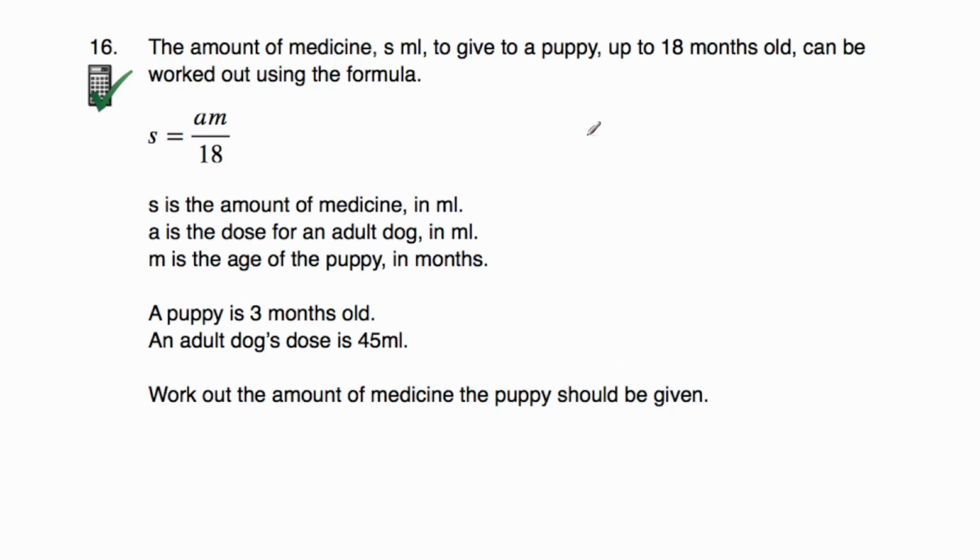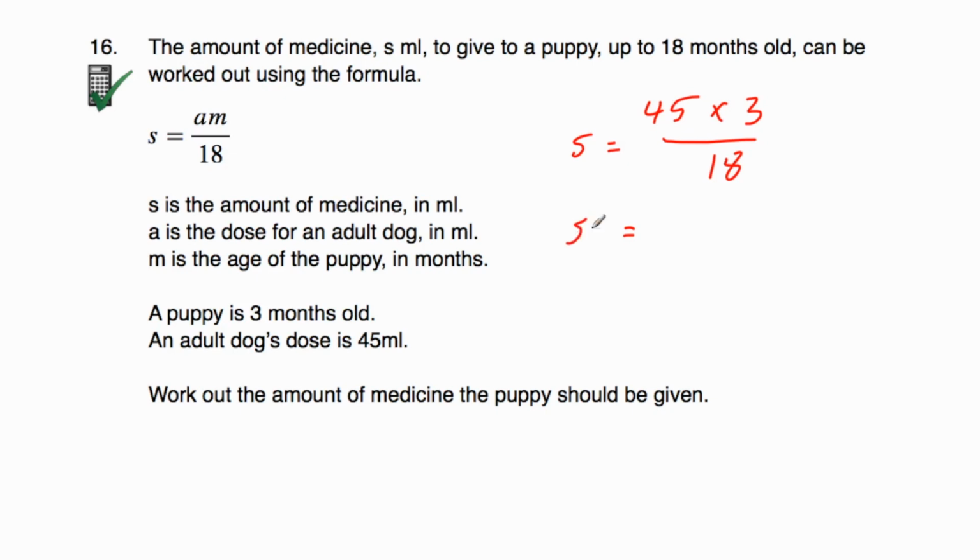So the amount of medicine the puppy should be given is S, and that's equal to A, which is the adult dose, which is 45, multiplied by M, which is the age in months, which is 3 months, and then we're going to divide that by 18. So we just need to work out 45 times 3 and then divide that by 18.